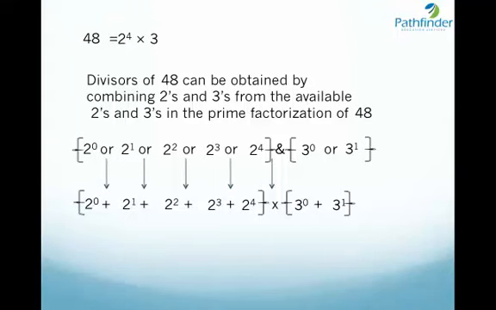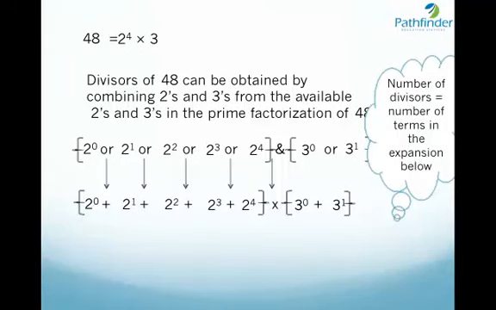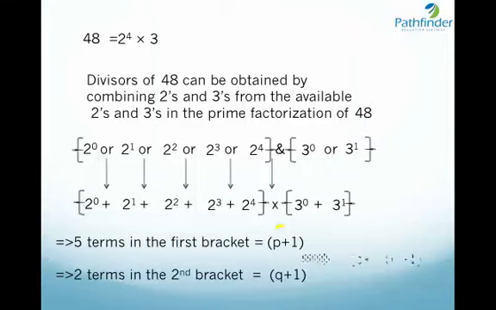So we see those arrows represent that the OR has been replaced by a plus sign and the AND has been replaced by a multiplication sign. You'll notice that the number of divisors is the number of terms in the expansion of the brackets below. There are 5 terms in the first bracket, which is represented by p plus 1 in the formula, and there are 2 terms in the second bracket, which are represented by q plus 1 in our formula. And we get the answer, the number of divisors, as p plus 1 into q plus 1.